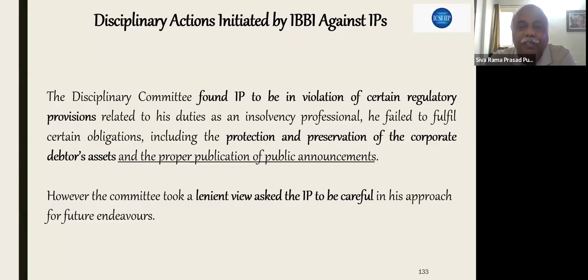And proper publication, public announcement. However, the committee took a lenient view and asked the IP to be careful in his approach for future endeavors. So assets are to be safeguarded by you only. By you only means you are not standing and saying they should safeguard the asset. Proper deployment of the security is required, and instruct the security officer of the company about how many locations the assets are there, and where the plant and machinery or stock or any valuable assets of the company are located. And outsourcing security, take the outsourcing security.